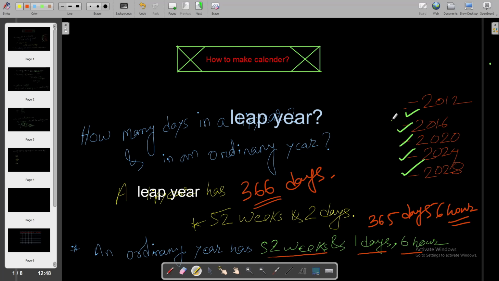And we know that if a year is divided by 4 and the remainder is 0, then this year will be a leap year, like 2012, 2016, 2020, 2024, 2028.